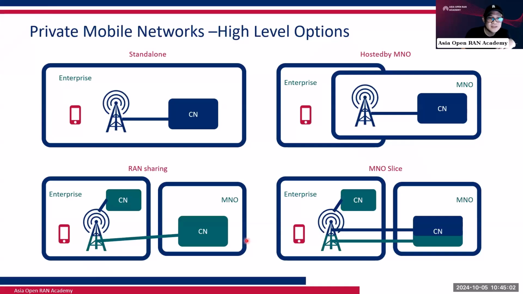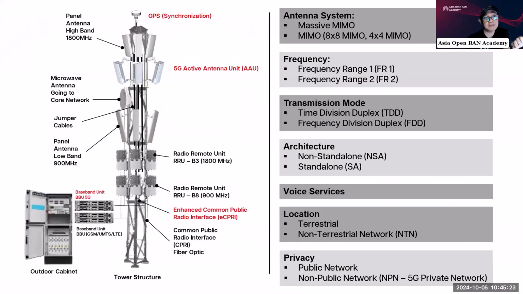So that is RAN sharing. And then you can have what we call the MNO slice, the network slicing. So these are the private networks. If you want to deploy 5G as a private network, I think you can just request a test frequency from the NTC. They can give you that test frequency to do your own private network.